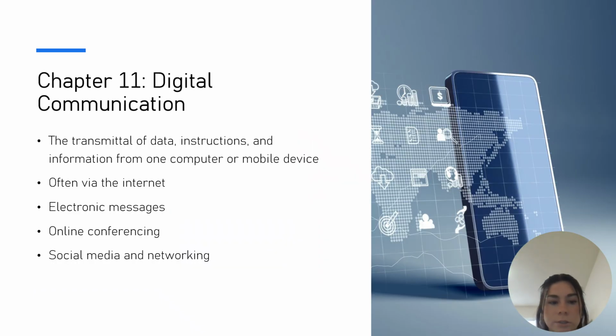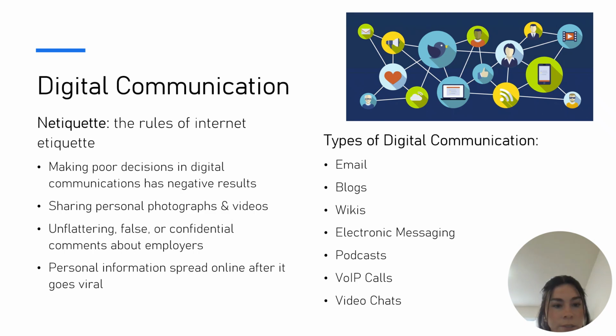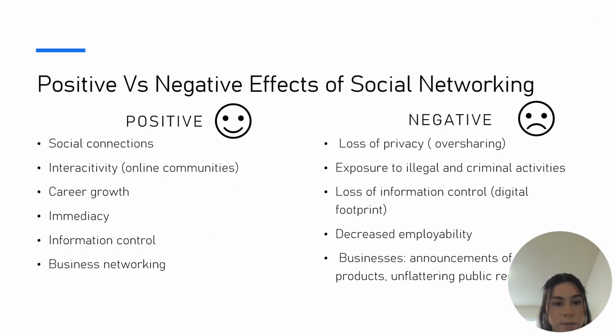Chapter 11 is digital communication, which is the transmittal of data, instructions, and information from one computer or device to another. This is often through the internet, which includes electronic messages, online conferences, and social media. There's netiquette, which is the rules of the internet, the etiquette that you should use while using it, and types of digital communication include email, blogs, wikis, electronic messages, podcasts, and video chats.